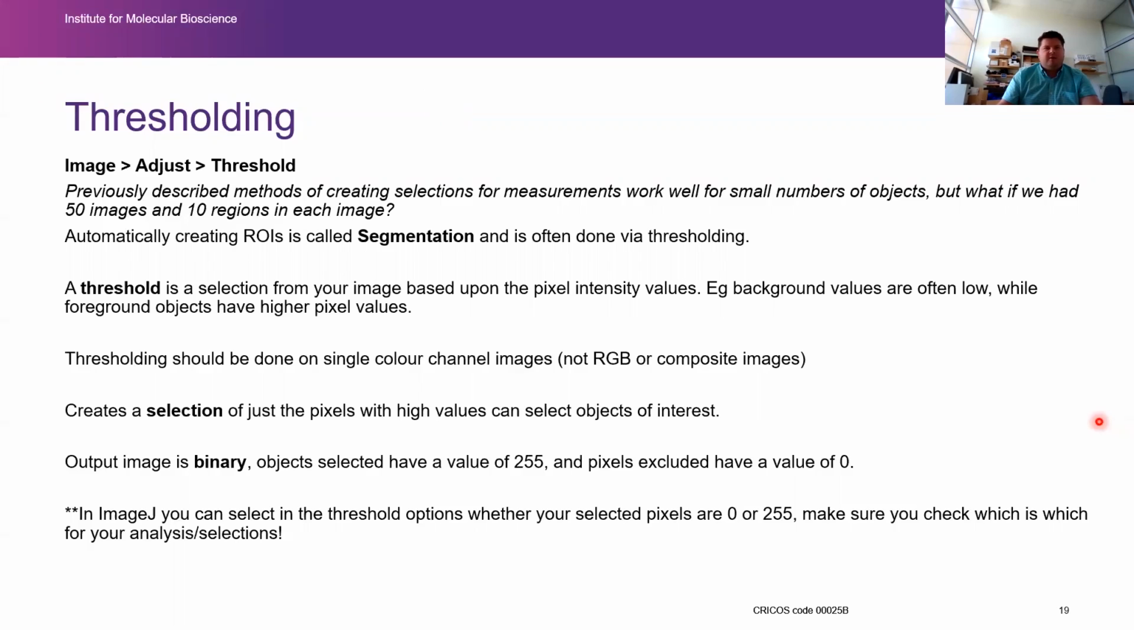Thresholding is usually done on just a single color image or a single channel. There is a very specific way for doing color thresholding, and we'll go through that in a few slides. But a normal threshold is just on a single grayscale image. And the output image is a binary image. It's got two things, background and foreground.